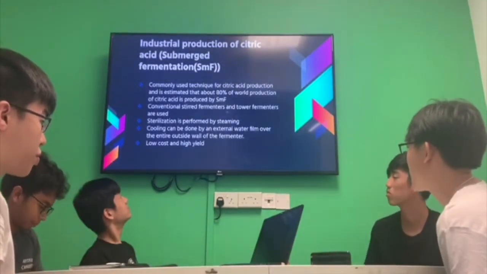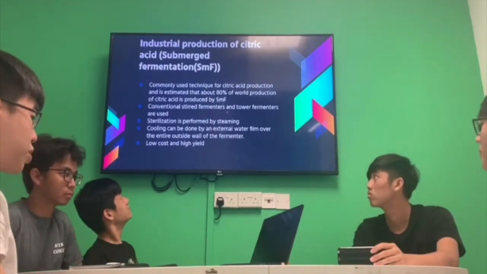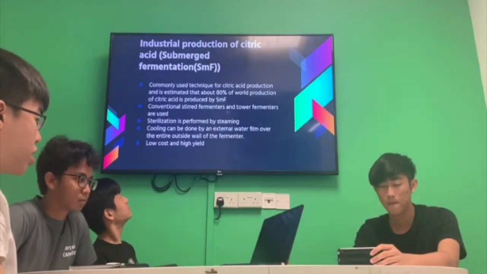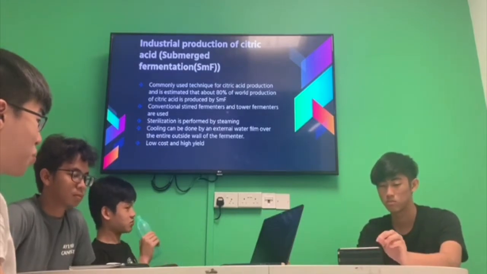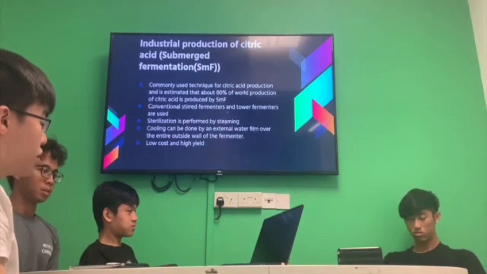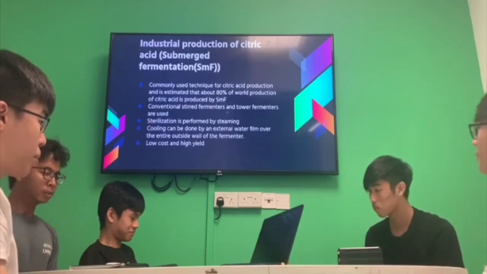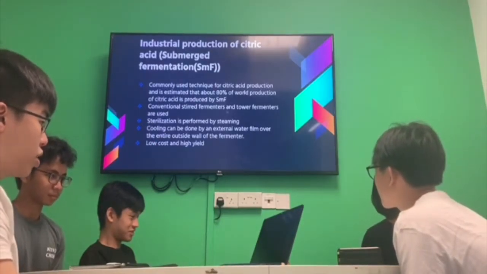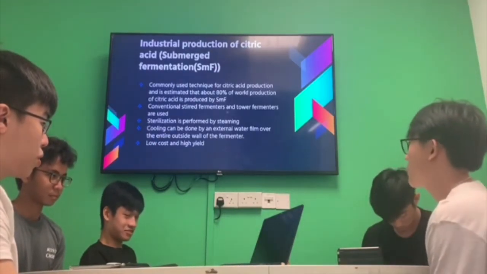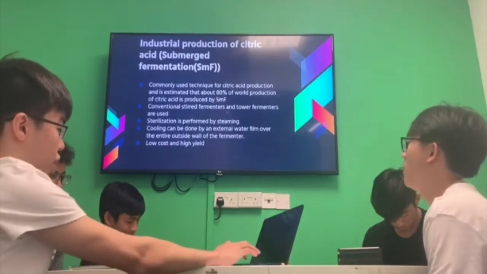The industrial production of citric acid is carried out by the commonly used technique, submerged fermentation, and it is estimated that about 80% of world production of citric acid is produced by SMF. Conventional stirred fermenters and power fermenters are used. Sterilization is performed by steaming. Cooling can be done by an external water film over the entire outside wall of the fermenter, and this method is favored as it is low cost.